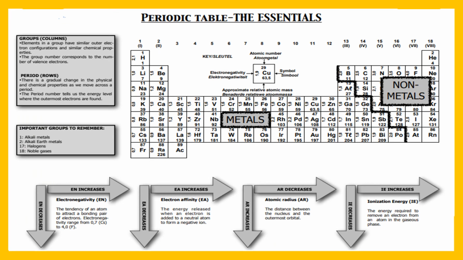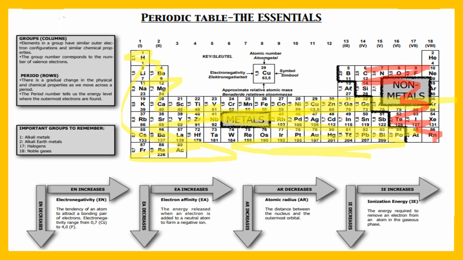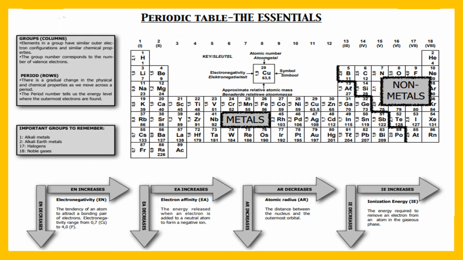Let's summarize what we learned. We know that the periodic table is divided into two parts, metals and non-metals. On the left hand side, all of these are the metals, and on the right hand side, these are the non-metals. The periodic table is also divided into groups and periods, or columns and rows. Groups are also known as columns.